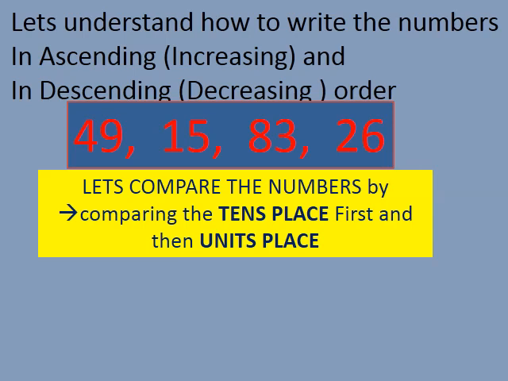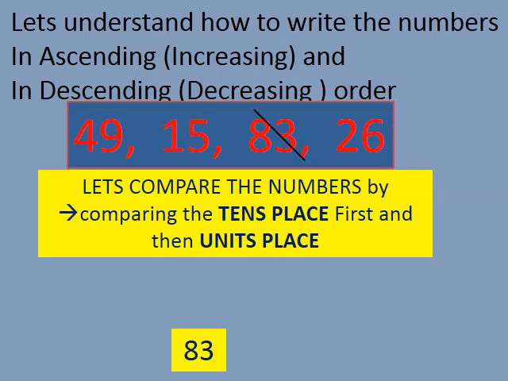So let's find out the tens place of all the numbers. In 49, the tens digit is 4; in 15, it is 1; in 83, it is 8; and in 26, it is 2. So we have all the tens places. Now here we will compare them, and we know that the biggest number in the tens place is 8. So our first number that we are writing is 83.